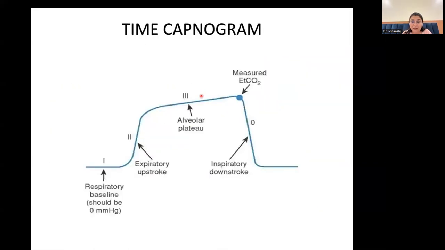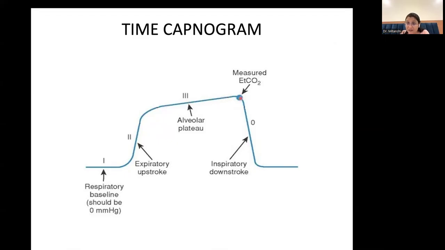Okay, so the expiratory upstroke starts. Now I have started to expire. When I'm expiring, my expiration will first contain very little CO2 and it gradually increases. While in the alveolar plateau, all my alveolar air has now come into my central airway and is being expired out. So this part of my capnograph contains a lot of CO2.